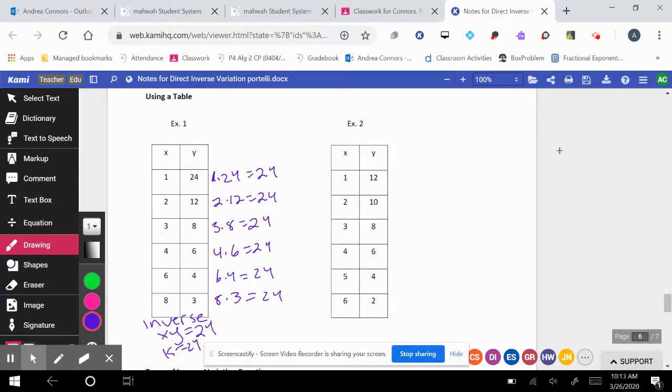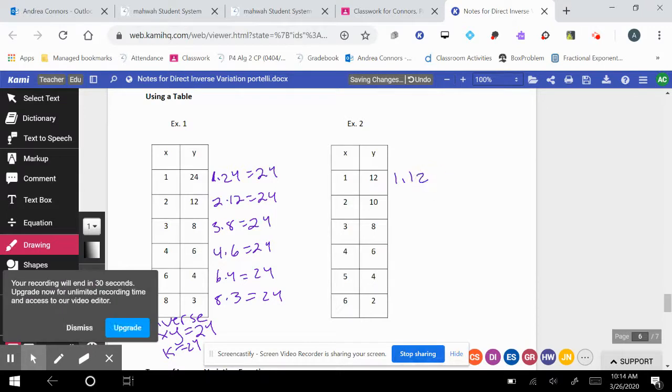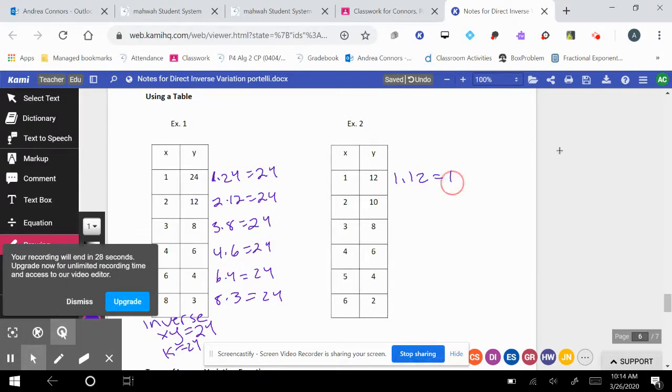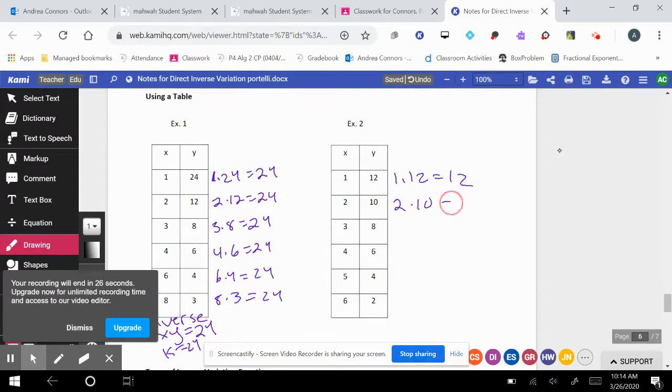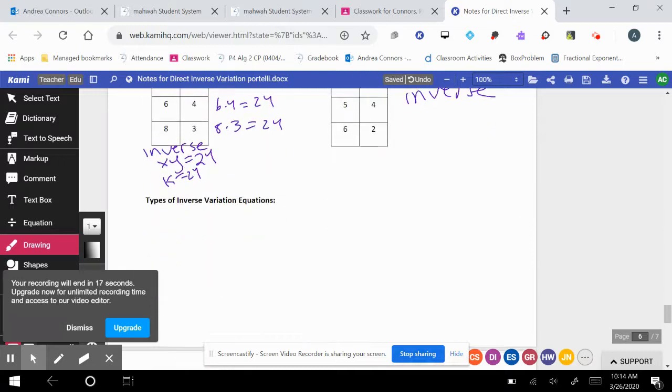This is not inverse because 1 times 12 is 12, but 2 times 10 is not 12. So not inverse, because they don't multiply to the same amount every time. Some examples: y equals 3 over x. As long as x is on the denominator, it can be negative, it can be 1 over x. As long as x is on the denominator and there's nothing being added or subtracted, you are good.